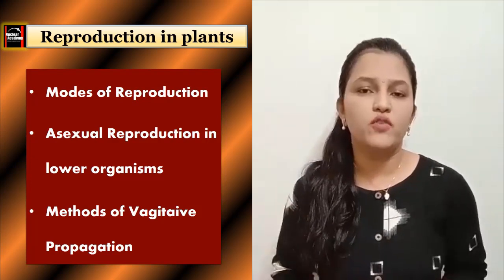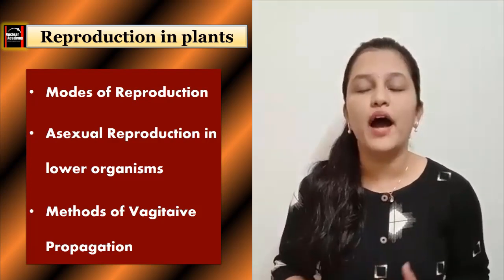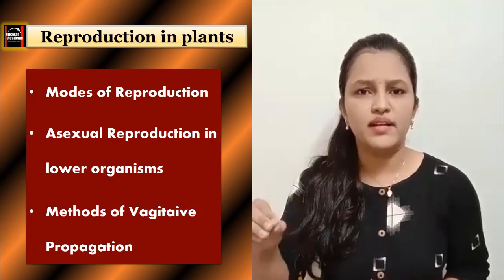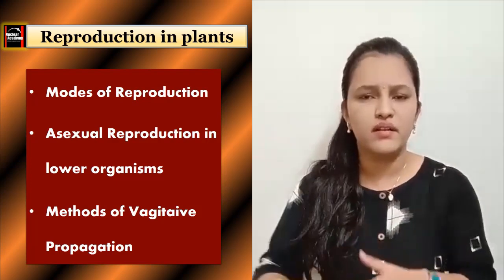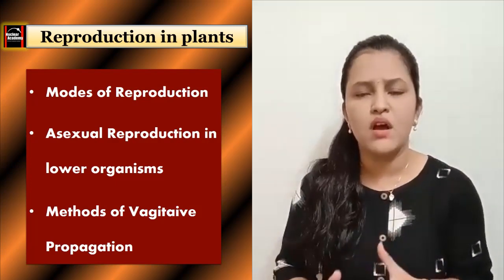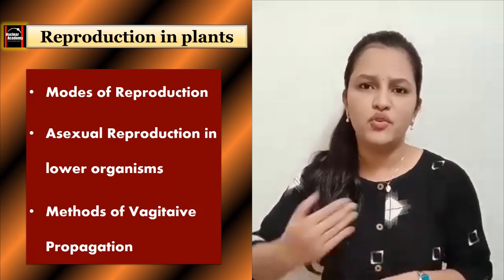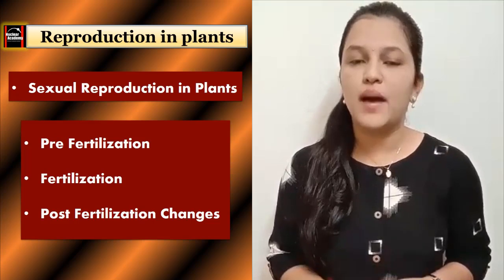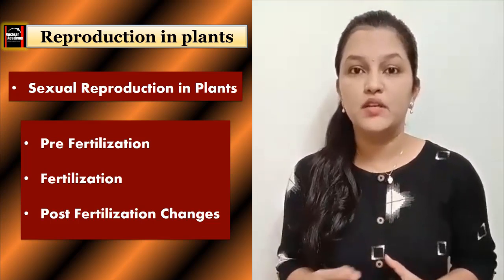So what you have to do is just go through that part once, just read that part once, because the same content is repeated here at the beginning of this chapter. So it will be better if you revise that part. The second subtopic from this chapter is sexual reproduction in plants.